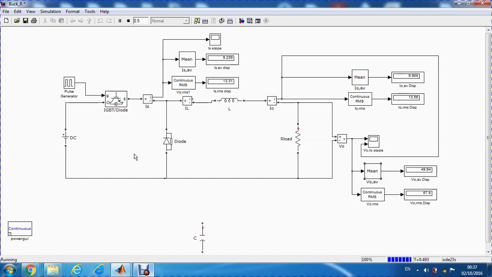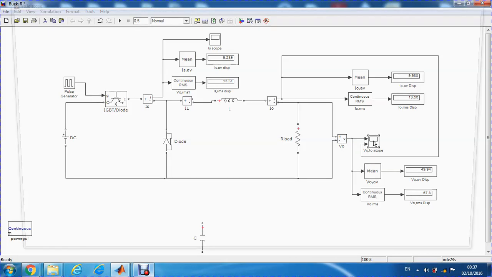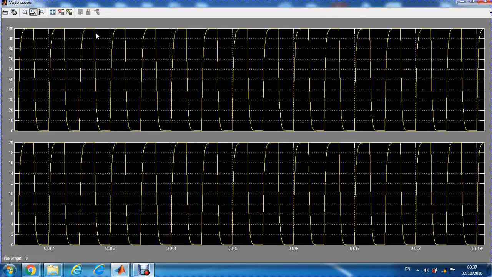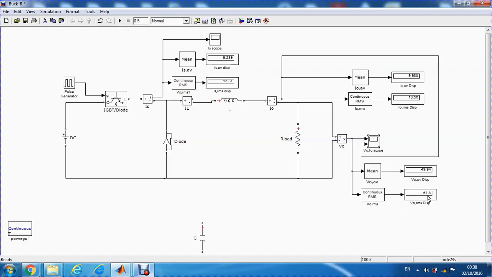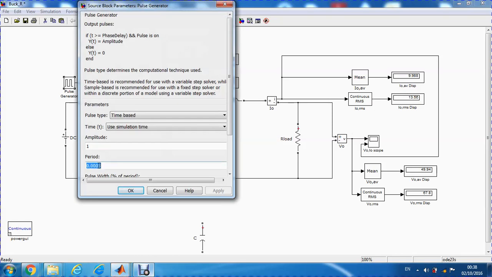Yeah, it's taking a little bit of time. Yes, now it's finished. Let's have a look. Yes, I think it's changing. Yeah, the waveform is changing a bit, but still the average value is not changing here. Almost 67, and here the RMS is 13.5956.